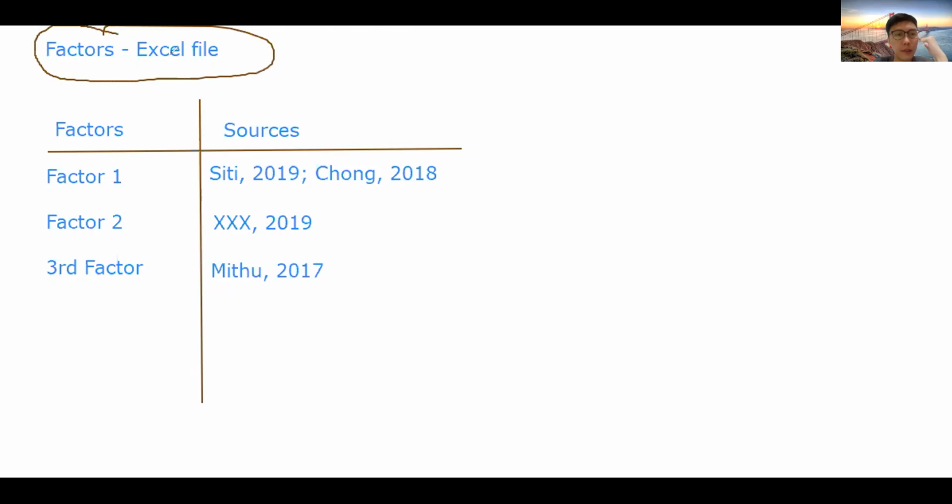If you guys did this factor, put it in your Excel file. For those who did, can you please reply to the group chat? You did that? If you haven't, then I won't explain, because there's no point explaining if you didn't do that. Okay?